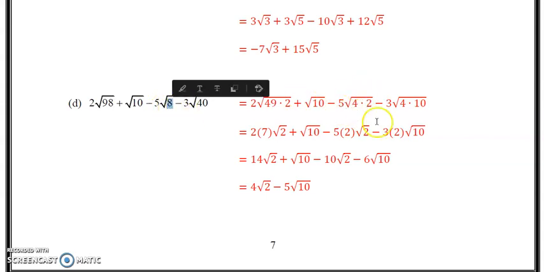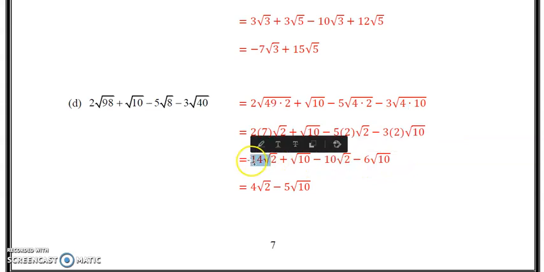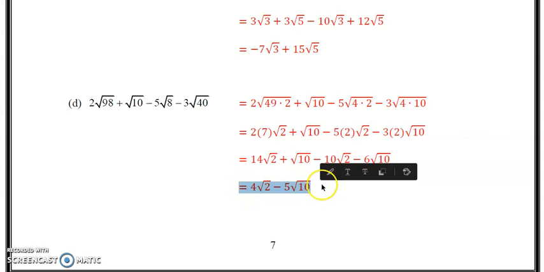8 can be 2 root 2. Multiplied by 5 you get there. And then 40 can be 4 and 10. So 4 times 10. So then we have 2 like radicals of 10. 2 like radicals with the root of 2. Add them together. And okay.